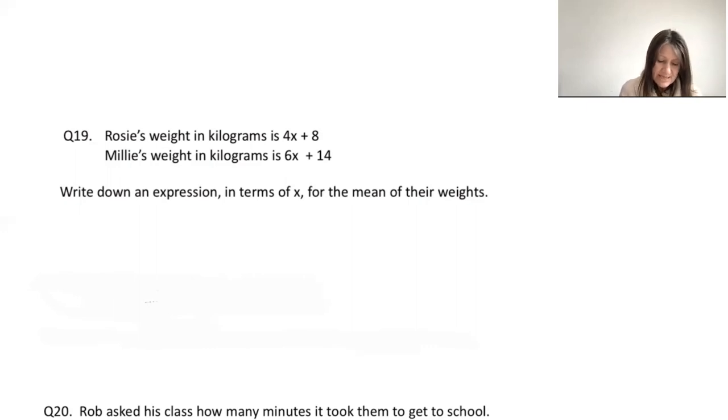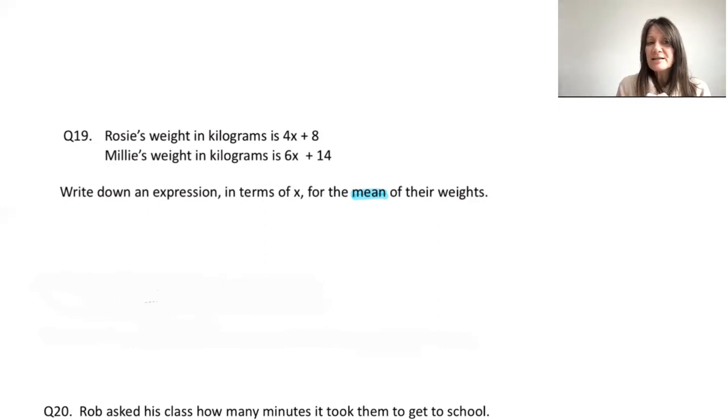Okay, so Rosie's weight in kilograms is 4x plus 8. So basically, it's a number I don't know. A piece of algebra like that is expressing a number I don't know. So she's got a weight, I just don't know it. And Millie's the same. So this is an example of, again, where they try and take a topic that you know and put it in a context that's unfamiliar to see how confident you are with what you know.